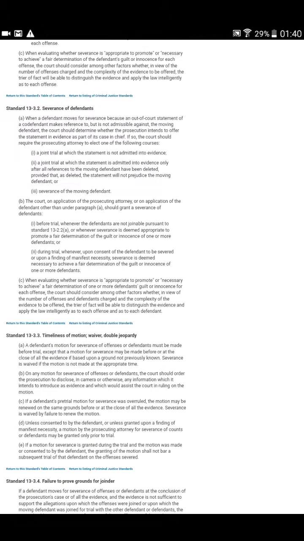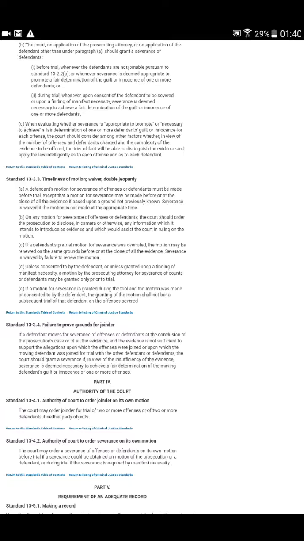but it can be done at a trial at which the statement is not admitted into evidence, a joint trial at which the statement is admitted into evidence only after references to the moving defendant have been deleted, provided that, as deleted, the statement will not prejudice the moving defendant, or severance of the moving defendant. Alright? So, timeliness of motion. A defendant's motion for severance of offenses or defendants must be made before trial.